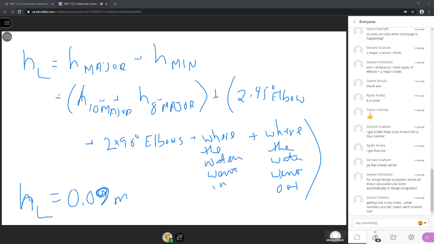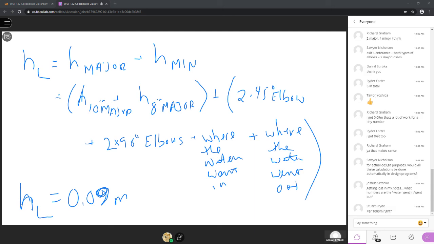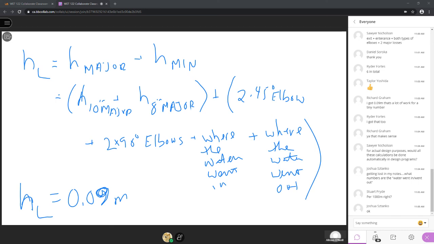So those are, Josh, the head losses for the entrance and exit losses. No, this is not per 1,000 meters. This is just total head losses, Stuart.